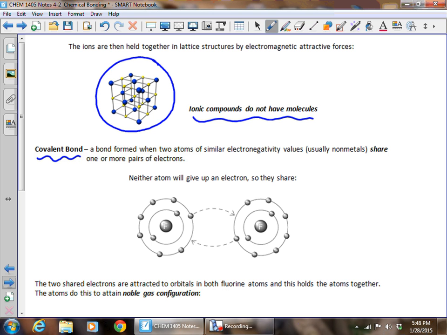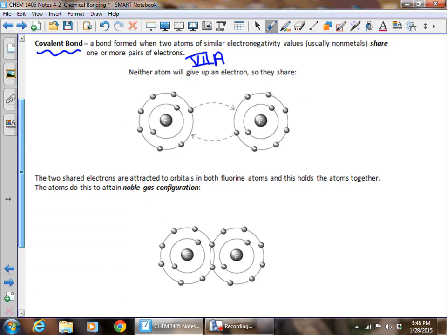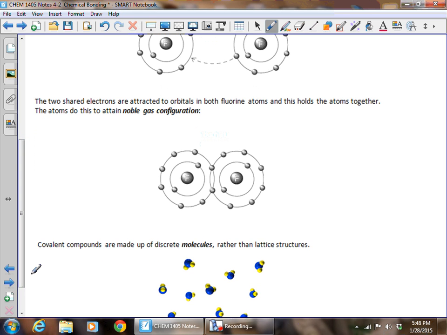And the reason they do this is because, think about it, if you've got two fluorines, both of the fluorines are in group 7A. They both want to gain an electron. Neither one is going to be willing to give up an electron. So the only option they have in this tug of war is if they share. And that's exactly what they do. They share a pair of electrons, and you end up with a covalent compound.